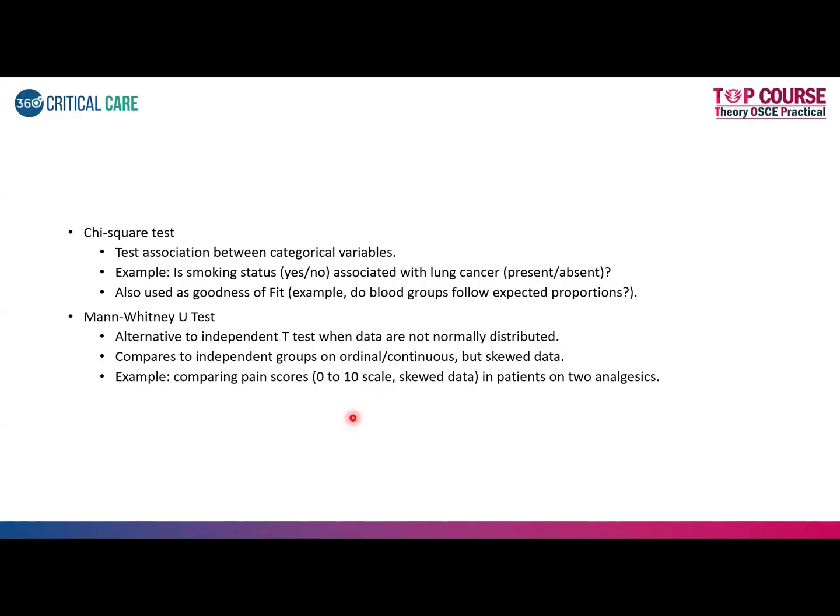The Mann-Whitney test is an alternative to the independent t-test, as we have seen in the second slide, when the data are not normally distributed. It compares independent groups on ordinal or continuous data, but the data is skewed. For example, you are comparing the pain score on a 0 to 10 scale in patients on two analgesics. You give one analgesic and you compare it with another analgesic. Analgesics are basically for pain.